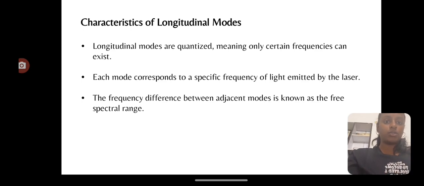Characteristics of longitudinal modes. Longitudinal modes are quantized, meaning only certain frequencies can exist. Each mode corresponds to a specific frequency of light emitted by the laser. The frequency difference between adjacent modes is known as the free spectral range. These longitudinal modes are quantized, and each mode corresponds to a specific frequency of light emitted by the laser.